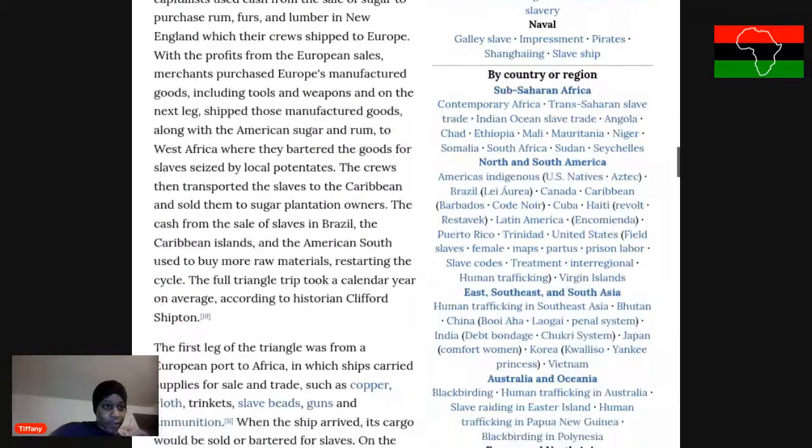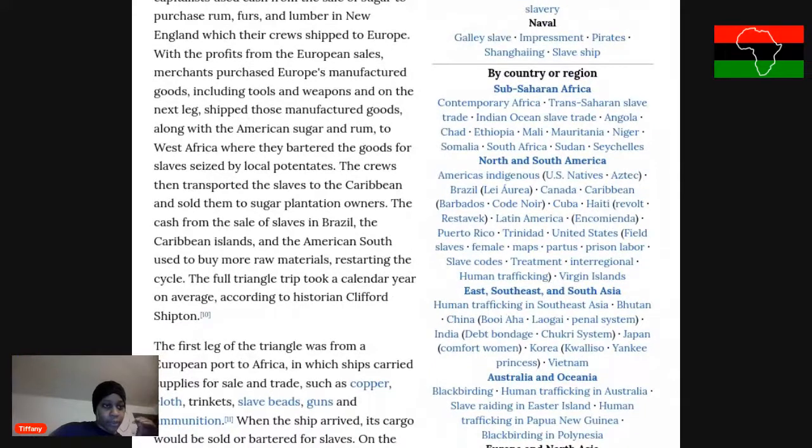With the profits from the European sales, merchants purchased Europe's manufactured goods, including tools and weapons, and on the next leg shipped those manufactured goods along with the American sugar and rum to West Africa, where they bartered the goods for slaves seized by local potentates. The crews then transported the slaves to the Caribbean and sold them to sugar plantation owners.